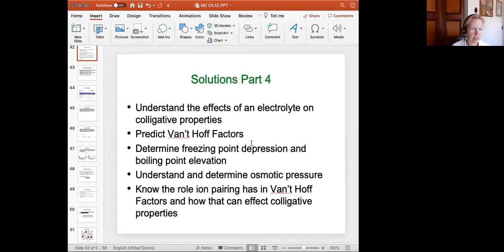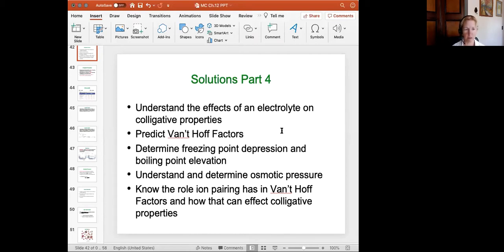And here's what we're going to cover today: we want to understand the effects of an electrolyte on colligative properties. Up to this point, we've looked at non-electrolytes, covalent molecules, and now we're going to look at electrolytes. I'm going to introduce a term called the van 't Hoff factor, which deals with electrolytes. We're going to look at some more of those colligative properties.